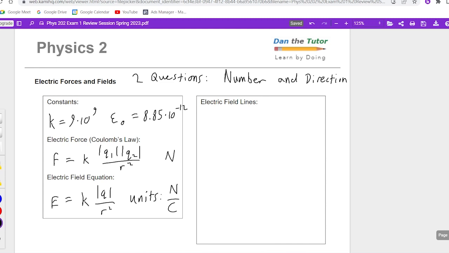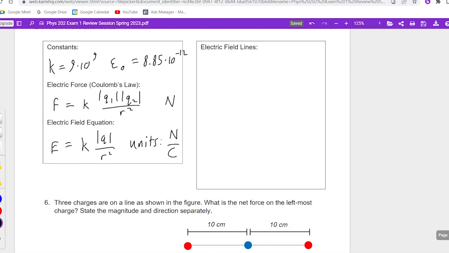By the way, there is a relationship between electric fields and electric forces. The relationship is the electric field E is equal to your force divided by the absolute value of some charge q. So if you do have that second charge, you can actually find the relationship between force and electric field.